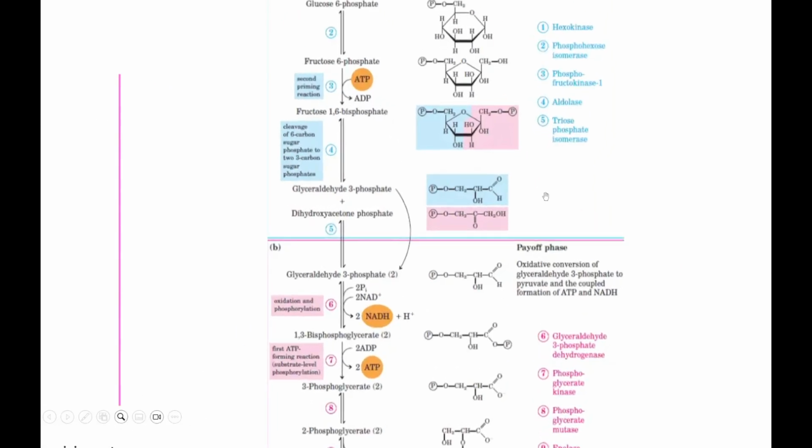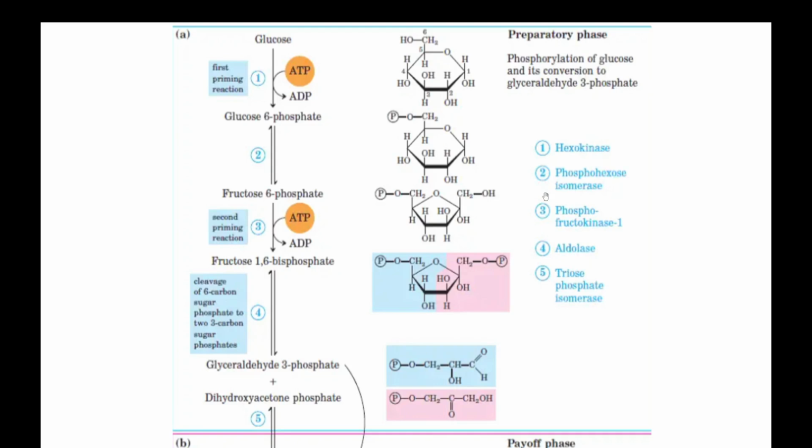So maybe I will zoom this a little bit. So the preparatory phase, what is there? First, you have glucose, which uses ATP, which uses one phosphate from ATP, this is a triphosphate, releases diphosphate and uses that phosphate to phosphorylate this glucose molecule, forming glucose 6-phosphate. The enzyme responsible here is hexokinase.